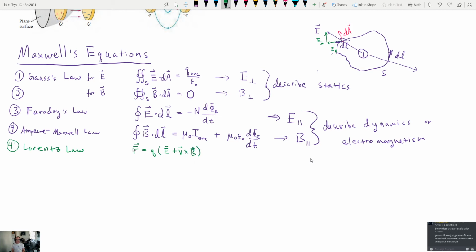You can't describe motion if you don't know how forces work, right? So even if you know everything about the vector fields, which these 1, 2, 3, and 4 here, Maxwell's equations, describe, you also need to know the dynamics that the vector fields place on particles to describe what's going to happen in a system as well. So there you go. Those are Maxwell's equations, all 4 of them.